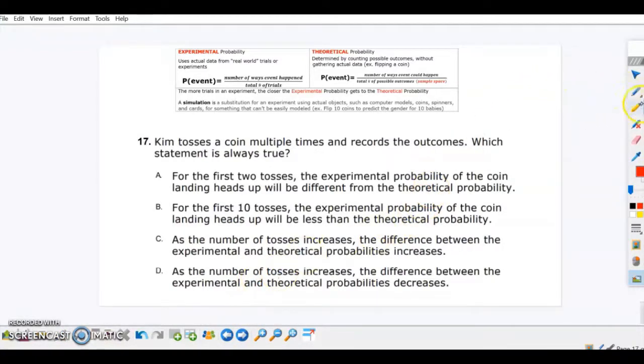Okay. Kim tosses a coin multiple times, records the outcomes. Which statement is always true? See if you can figure out what that would be.